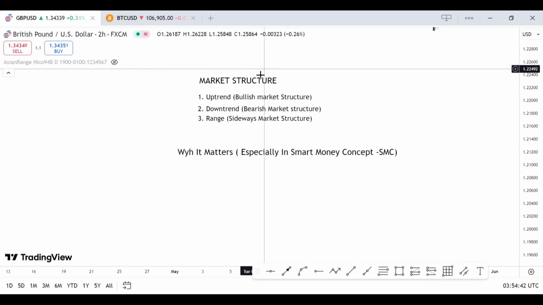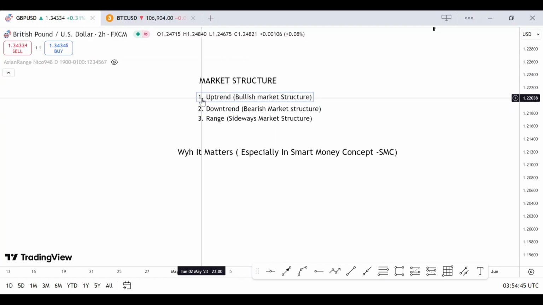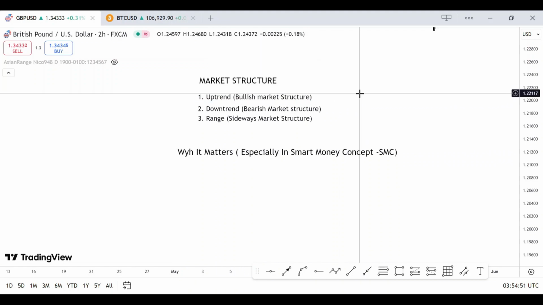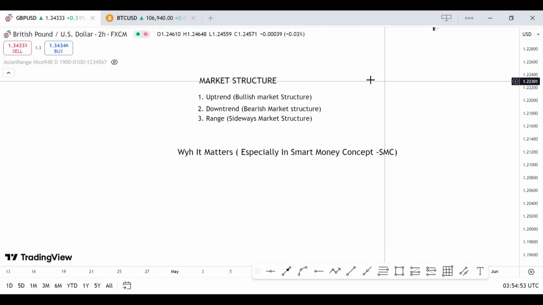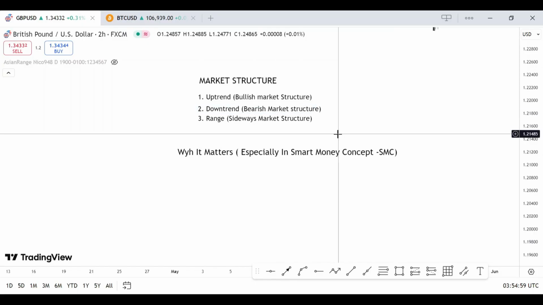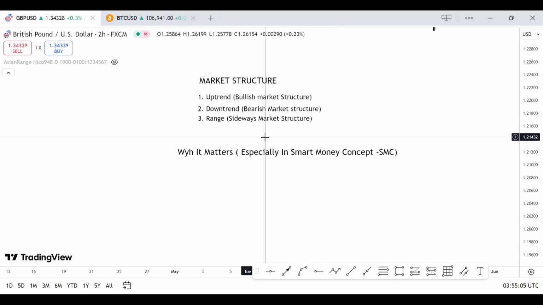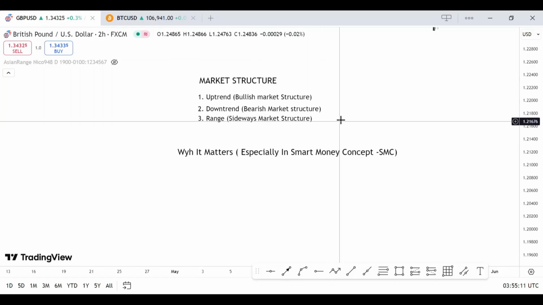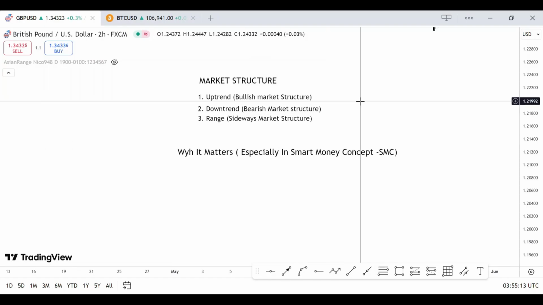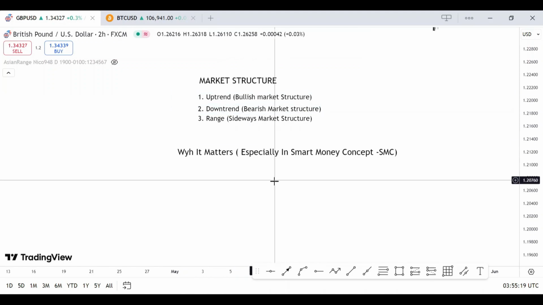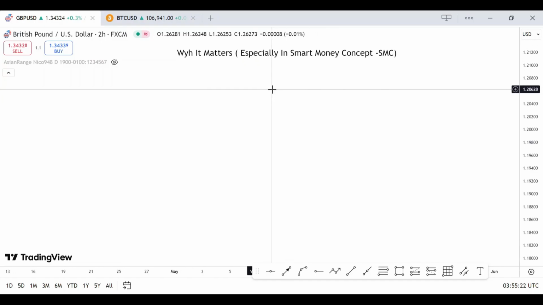So there are three types of market structure. Number one, your uptrend, that is your bullish market structure, when price forms higher highs and higher lows. Number two, your downtrend, which is your bearish market structure, when price makes a series of lower highs and lower lows. Number three, your range or sideways market structure, when price does not have a direction and keeps ranging in a particular spot. So let me show you guys an example of an uptrend, a downtrend, then a ranging market structure. Let me list that out real quick.